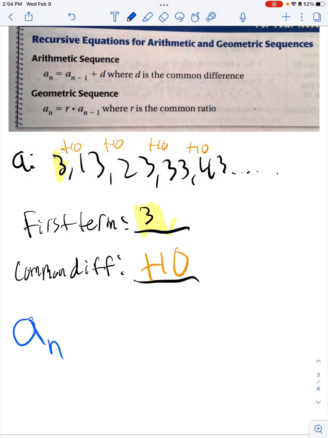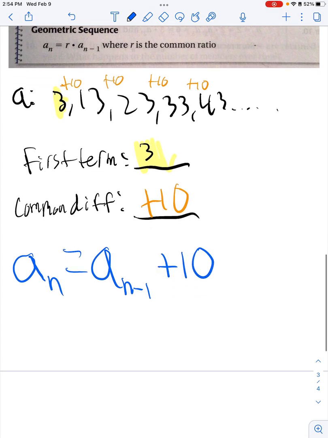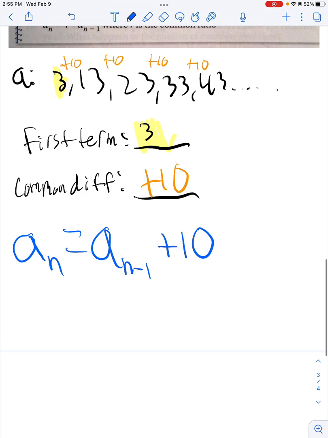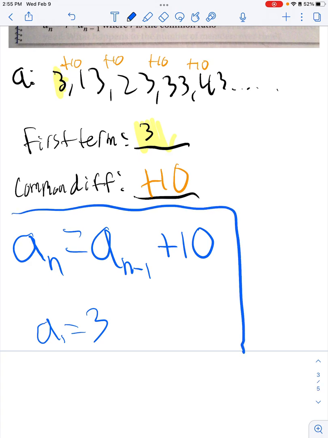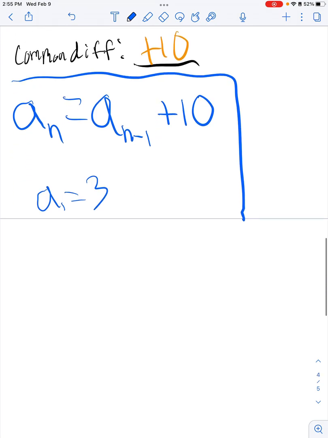Whatever term I'm looking for, I need to take the previous term, so n minus 1, and add 10 to it. Now you always have to state what the first term is. Recursive doesn't work unless you have a starting point. So you always have to say either what a sub 1 or a sub 0 is. You have to state that, or else your answer is not correct.